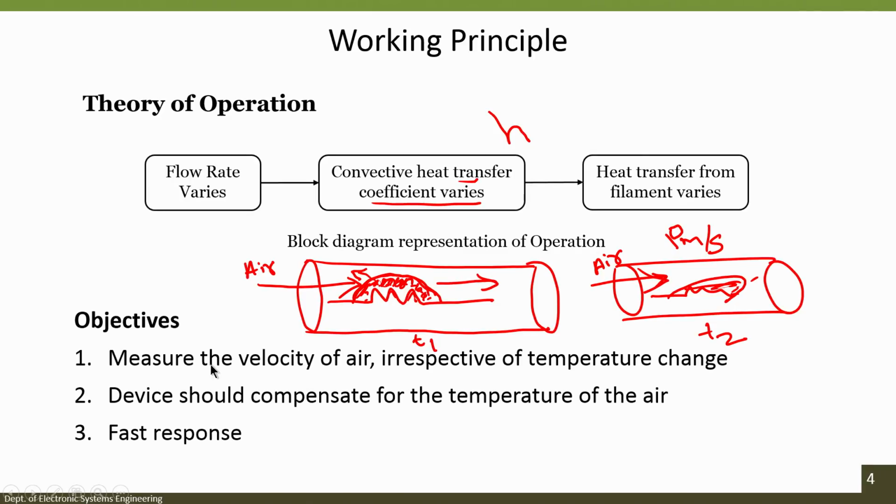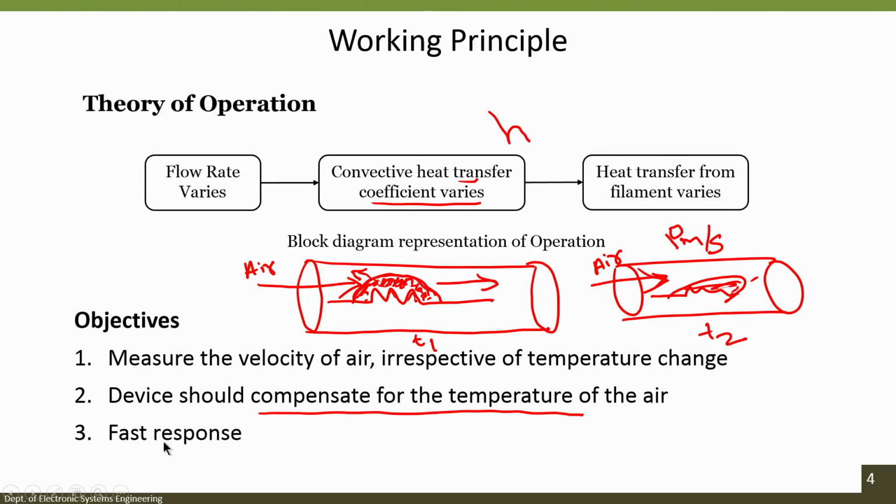So we have to measure the velocity of air irrespective of temperature change, because I said we will be talking about constant temperature anemometer. And the device should compensate for the temperature of the air. Temperature compensation becomes very important. I will detail you about the method of compensating for the current temperature in the next slide.